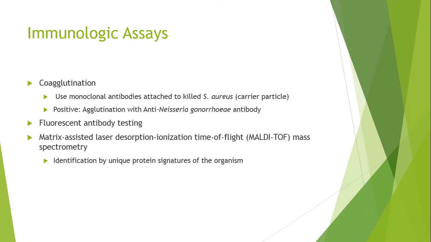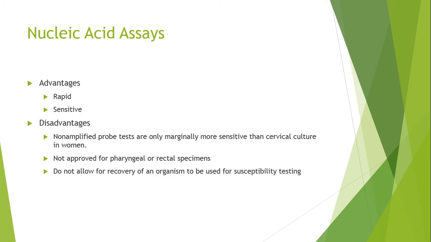There's agglutination methods, fluorescent antibody testing, so you can use a fluorescent tag on an antibody and test it against maybe some tissue or a smear. And if the organism is present, it'll fluoresce a certain color. There's MALDI-TOF, which is some automation that's coming up and coming. Nucleic acid testing is very common. A lot of physicians will prefer the nucleic acid method over these culture methods. It's very rapid. It's very sensitive. There are some disadvantages.